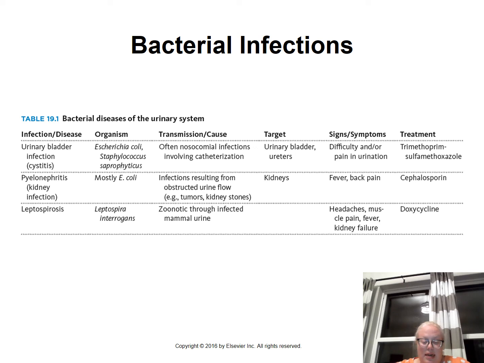Okay, this is just a table of the different causative organisms, how they are transmitted, what organs they generally affect or target, the different signs and symptoms, and then treatment. Again, we know that most UTIs are caused by bacteria, so the organisms identified in this particular table that you see are bacteria.